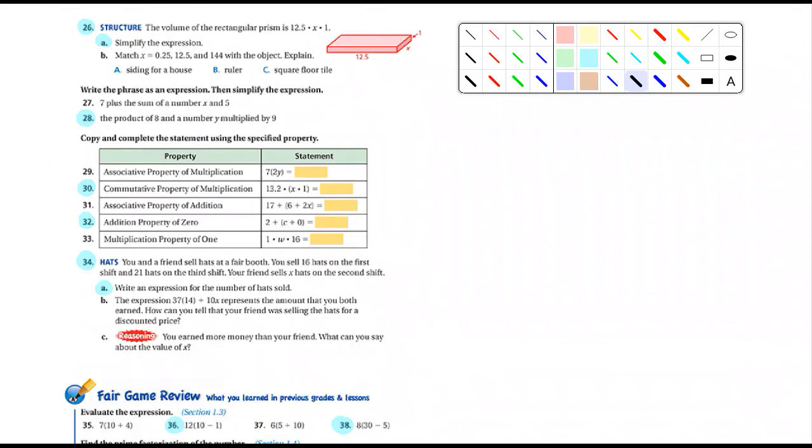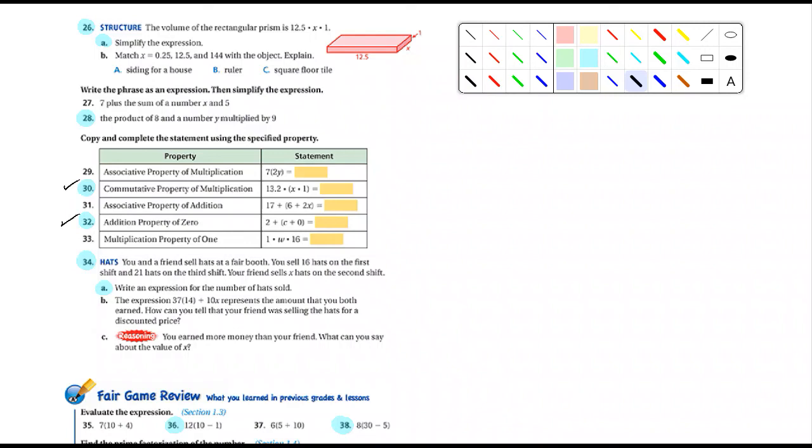Dropping down to 26A, 28, 30 and 32. And again, we talked about these properties. Commutative property of multiplication and addition property of 0.